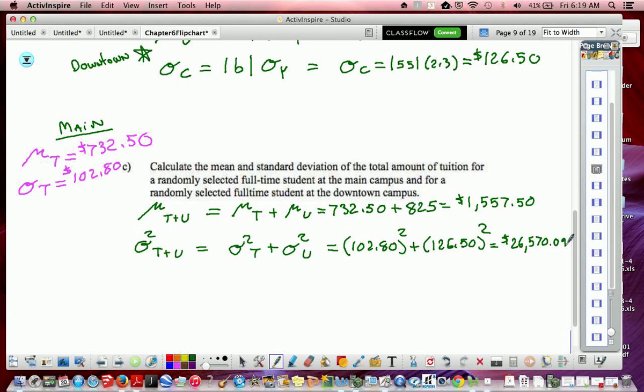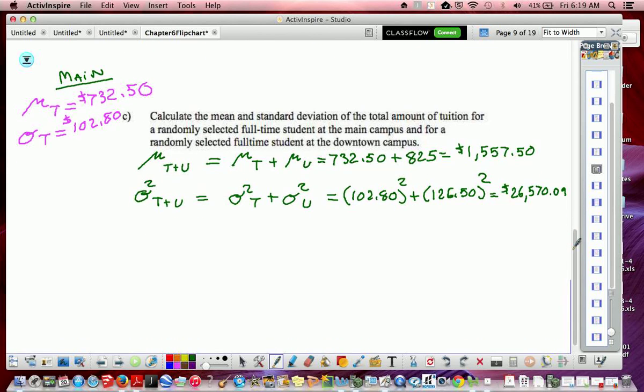$26,570.09. That's my variance. So to get the standard deviation, I would take the square root of that value, 26,570.09, and I would get, and what's really nice is when you plug this in your calculator, it ends up being $163. It actually rounds to a nice $163. All right, let's flip to the next page and continue on here. Just got a couple more examples.